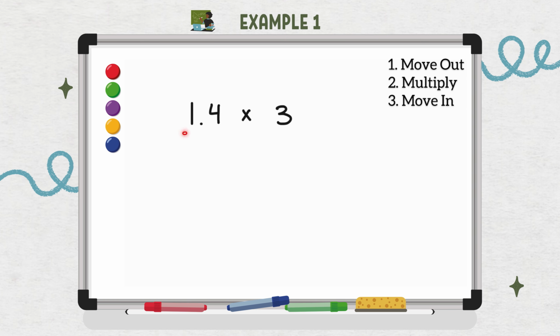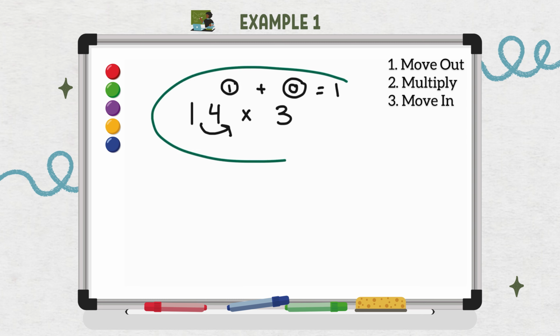Example 1. We have 1.4 times 3. The first step is move out your decimals. So here we have 1.4. I'm going to move the decimal to the right one time, and I'm going to write that number down and circle it. For the number 3, we don't have a decimal, so therefore we didn't move the decimal at all, which means 0. I'm also going to circle that number. I'm going to add the two circled numbers together to get a total of 1, and that tells us how many times we need to move our decimal back in step 3. For now, I'm just going to keep this in its own little bubble.